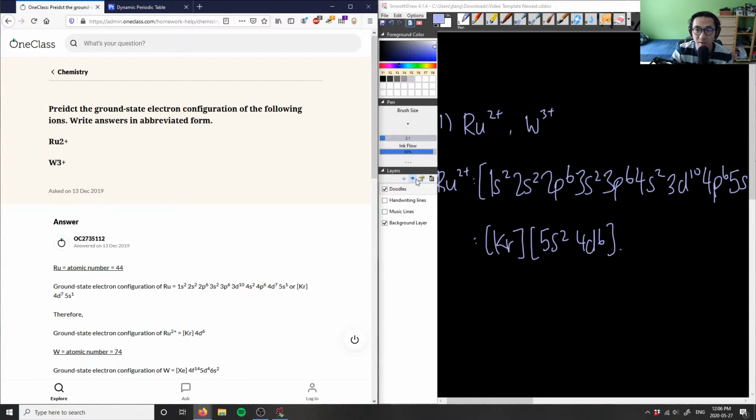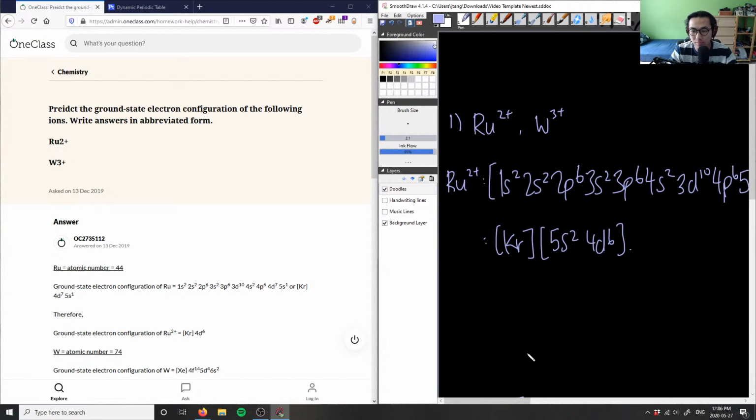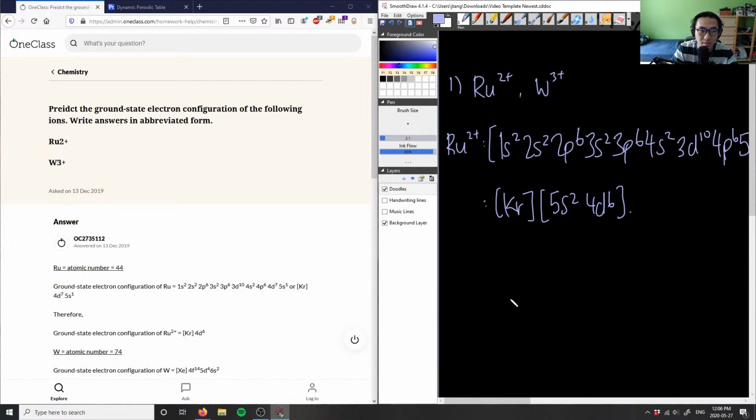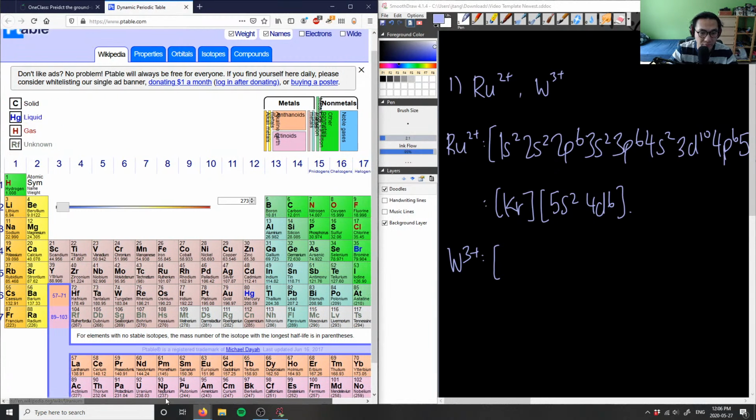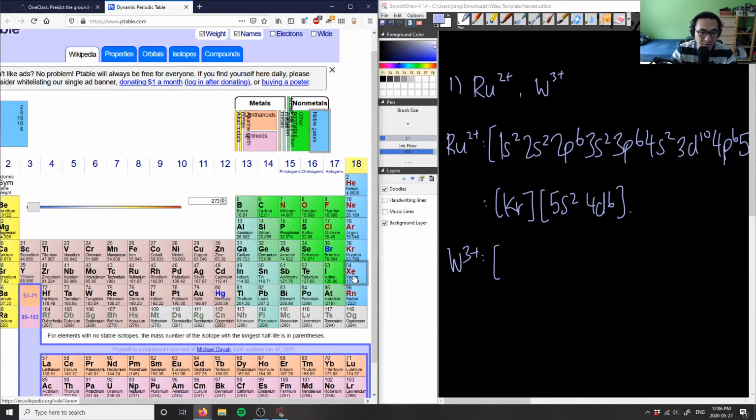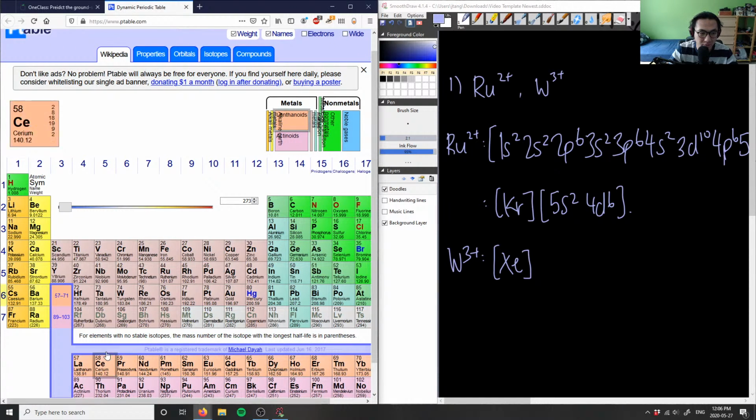And what we can do with W here, this is part B of this problem. This is W3+, which is tungsten. We can do the exact same thing. I know W is here, so we can go all the way back to the closest noble gas. Going backwards toward the 5th period, I can see xenon is the closest one, so I'm going to write xenon here. Then I can write out the electron configuration. I have 6s2, which is these two electrons here.